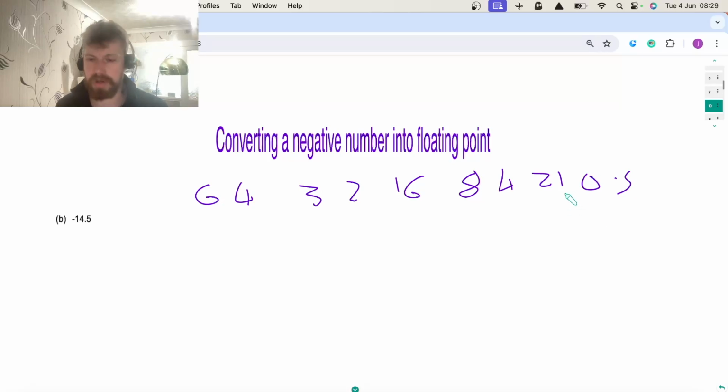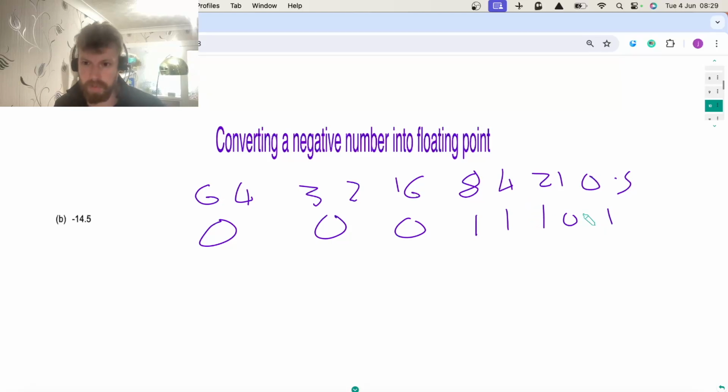Okay, so then we're just going to put our numbers in like so. So we're going to go for 14, which is going to be 0, 0, 0, 1, 1, 1, 0, and then we'll put in a 1 there. Okay, so with this one here, what I'm actually going to suggest is, instead of us having a load of leading, actually no, that is correct. So yeah, we'll go with that.